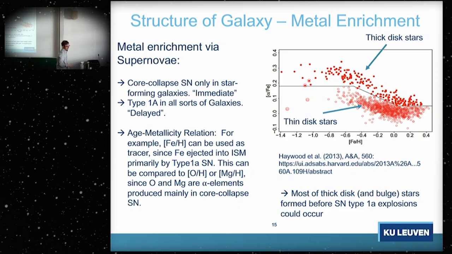And you see this here, right? That typically the thick disk stars have, for a given metallicity here, higher alpha over iron content than the thin disk stars. And this is what I mean, that this is an indication of, on average, an older stellar population. Not as many type 1a have had time to go off and bring this ratio down as compared to the thin disk stars.